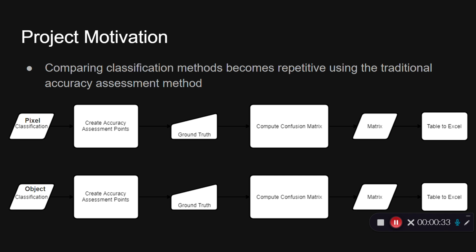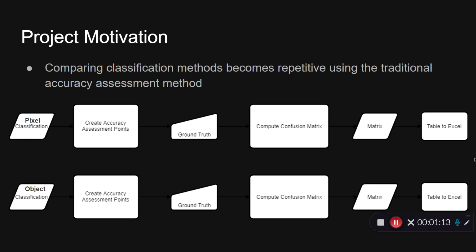And I found that the series of tools in the traditional accuracy assessment didn't really translate well to multiple classifications. If you're working with the same study region in the same extent, it would make sense to be able to use the same ground truth points for multiple classifications. However, the compute confusion matrix tool doesn't do a great job of handling more than one ground truth layer, accuracy assessment point layer.